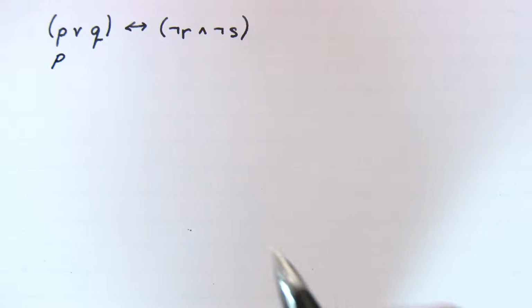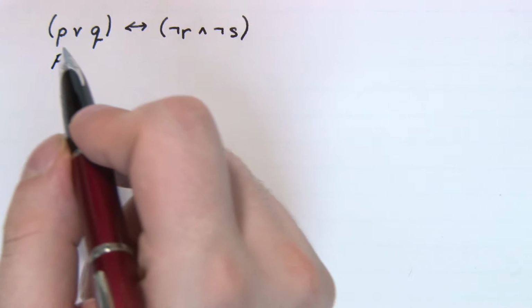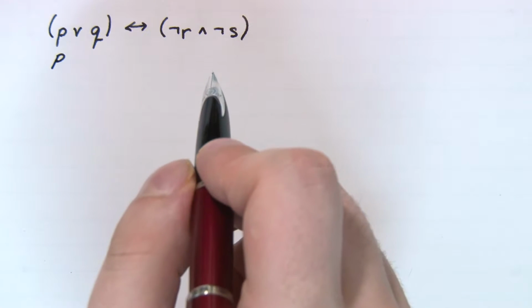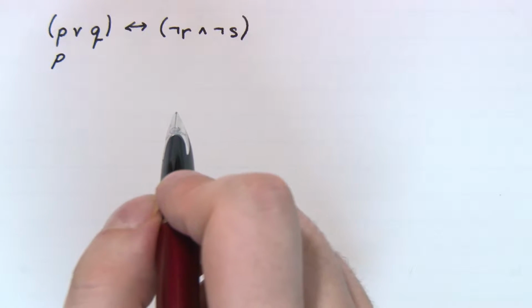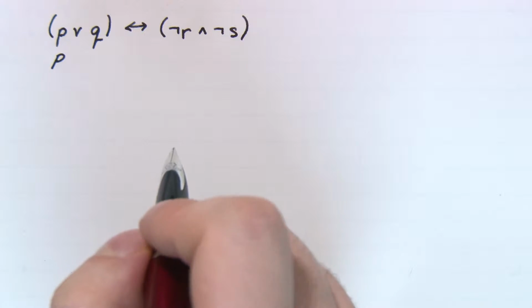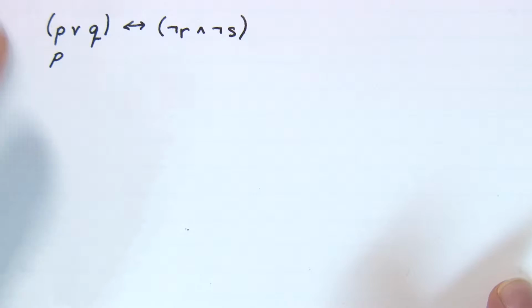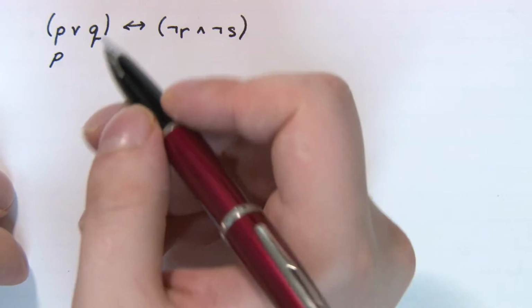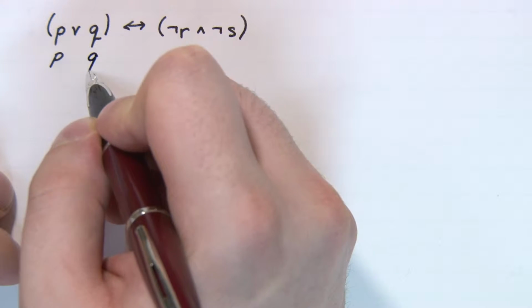So I need to find the truth table for this, and this is going to be long because there's 1, 2, 3, 4 prime propositions. There's P, Q, R, and S. So that means it's 2 to the 4, which is 16 lines. And this might be a little more difficult because I don't think it'll fit on the screen, so I might have to shrink the size of my printing.